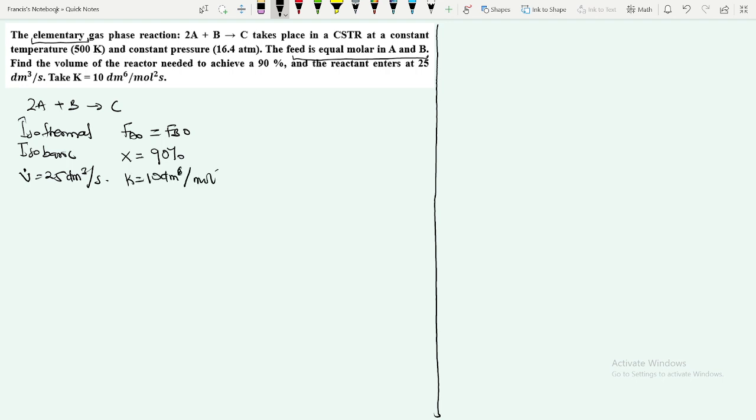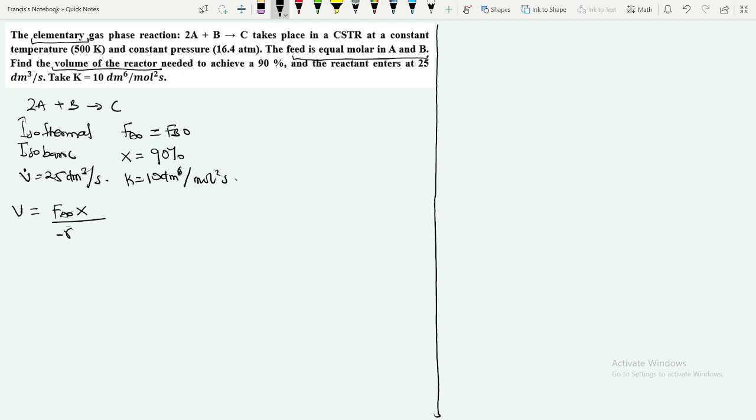per mole squared second. Now, because you want to find the volume of the reactor, and then the reactor is a CSTR. So for the design equation of a CSTR, V, which is the volume, is equal to FA naught X all over negative r, where r here is the rate equation in terms of the reactant. That's why there's a negative. So now with this, we need our FA naught, we need our X, and we need our r.